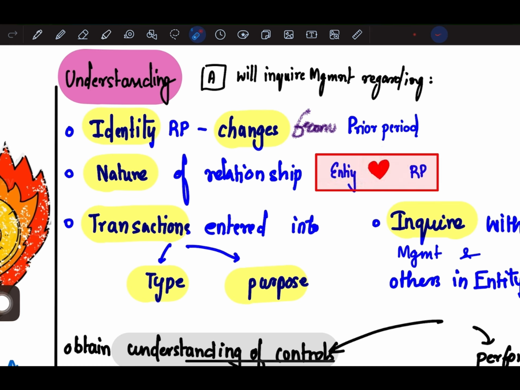The third inquiry is, whatever transactions you are entering into with the related party, what is the type of transaction and what is the purpose of the transaction? You have entered into transactions with a related party, okay. What type of transaction is it and what is the purpose of the transaction?